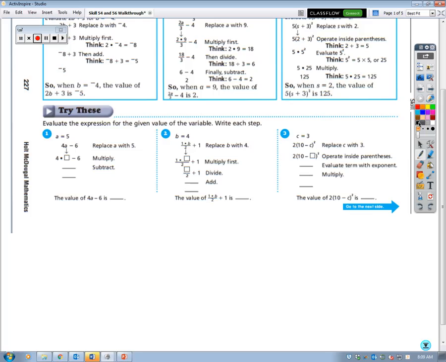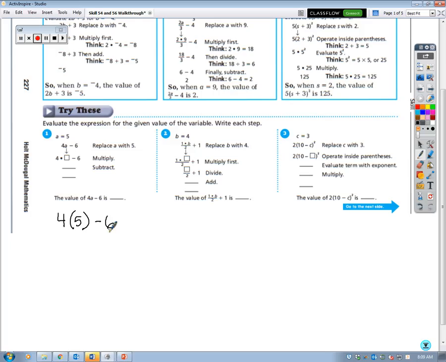When you have a constant and a variable next to each other here, what does that operation indicate? What is that, Thorin? Multiplication, right? So this is a times 4. So we need to plug in our a variable. So we've got 4 times what? So 4 times 5 minus 6.